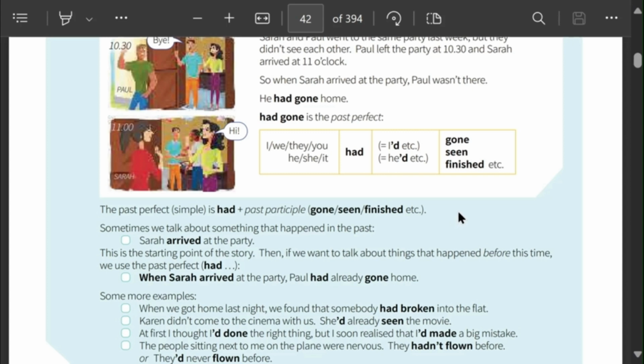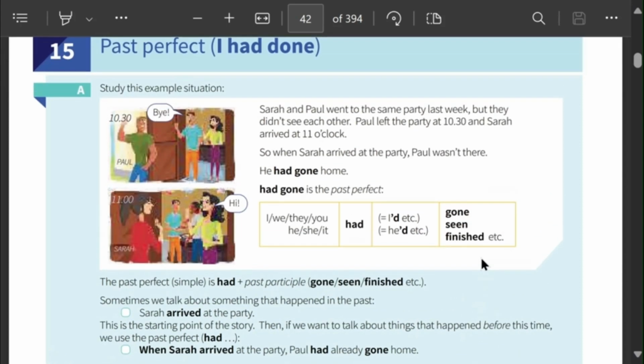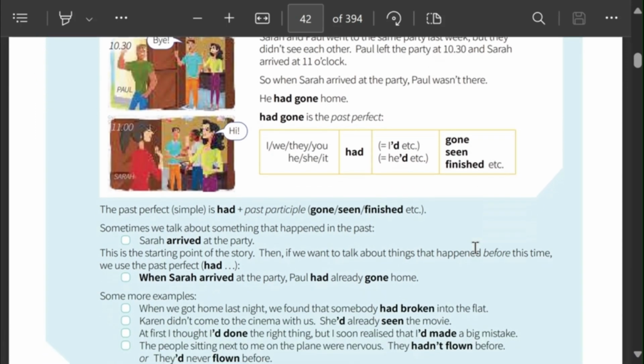I'd gone. Perfect. It's easier to remember, right?